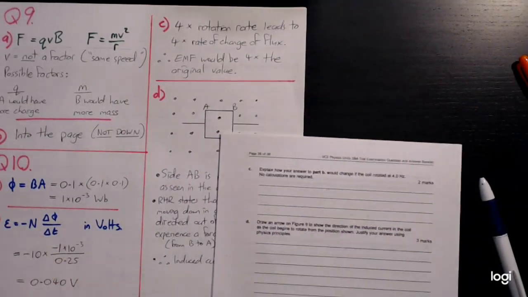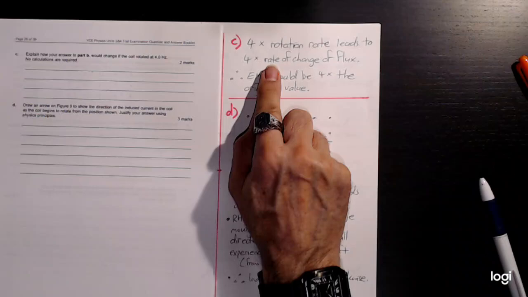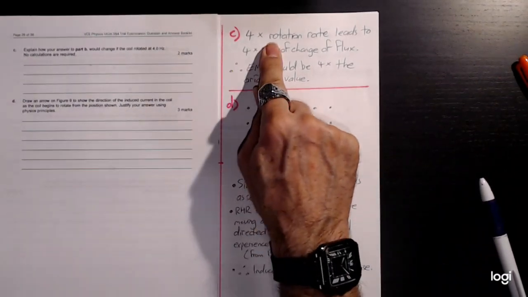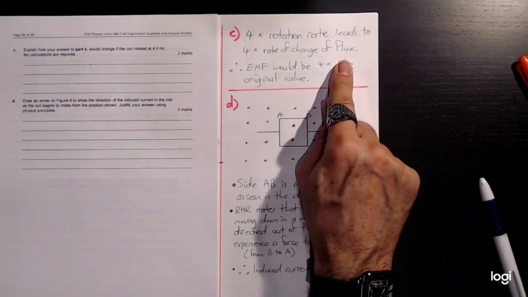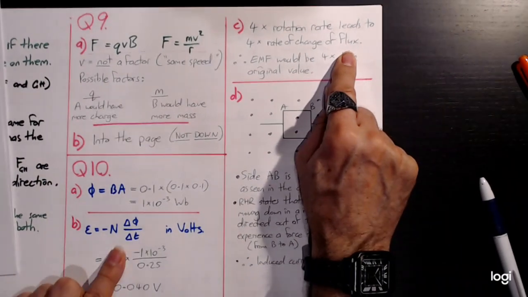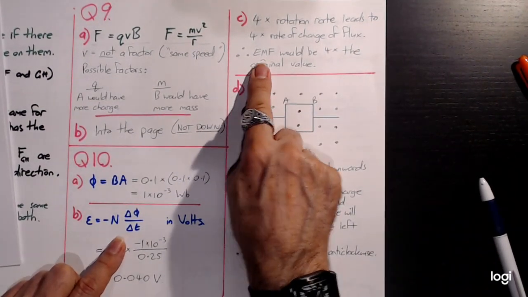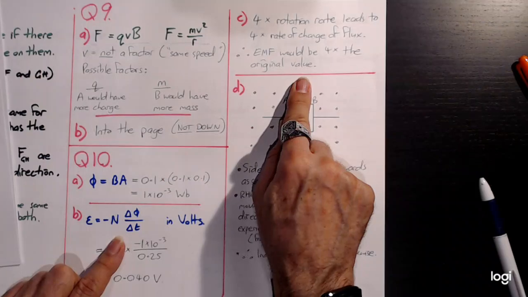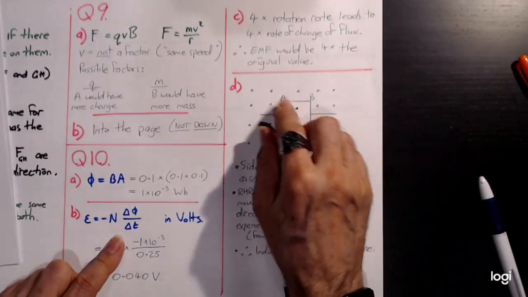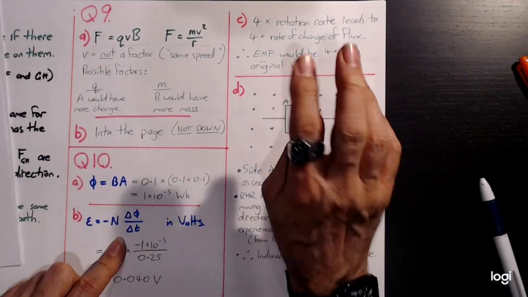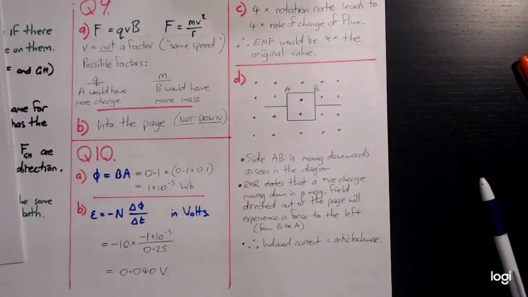Right. So here's how you go. This is an answer with no calculations. 4 times the rotation rate leads to 4 times the rate of change of flux. You can quote the formula again if you need to. And you're just therefore saying, EMF would be 4 times the original value. I didn't calculate anything there. I just said that everything would be times 4. That's all you have to do. So don't waste your time with calculations.